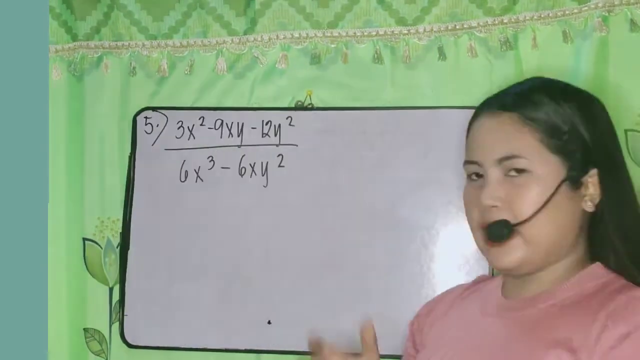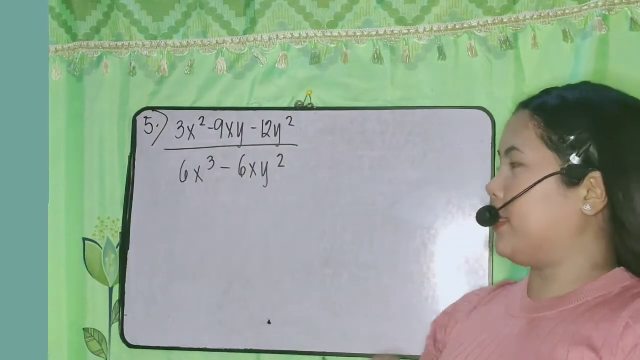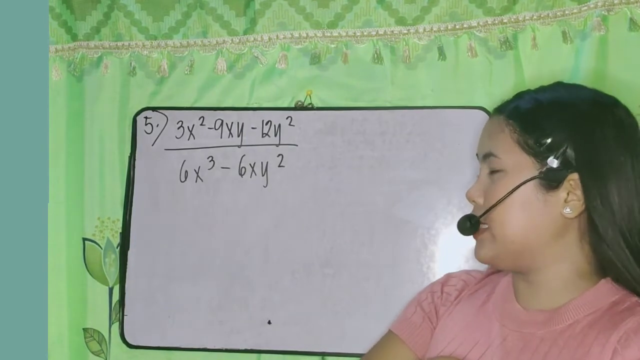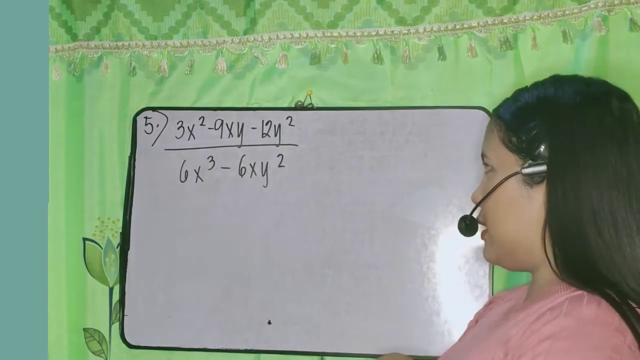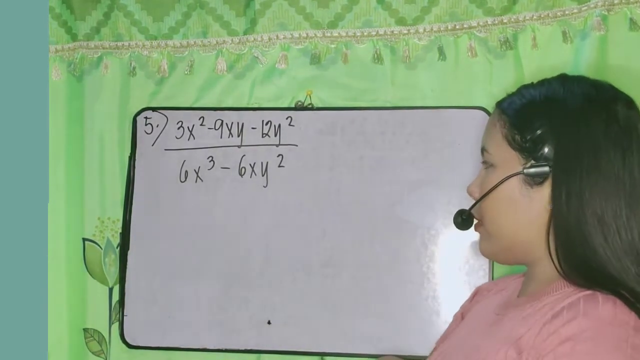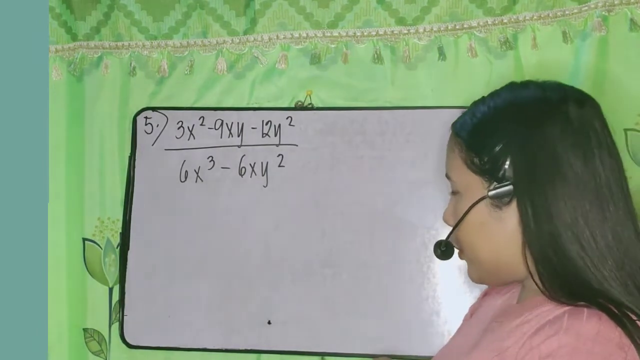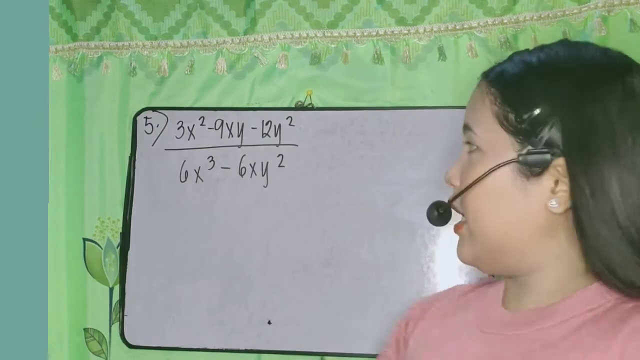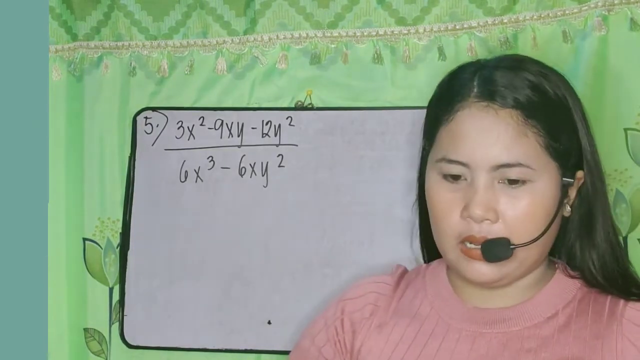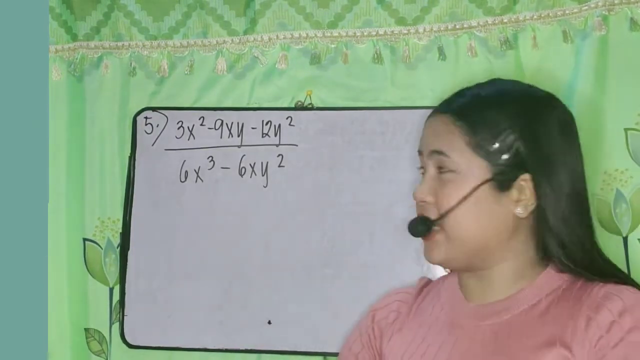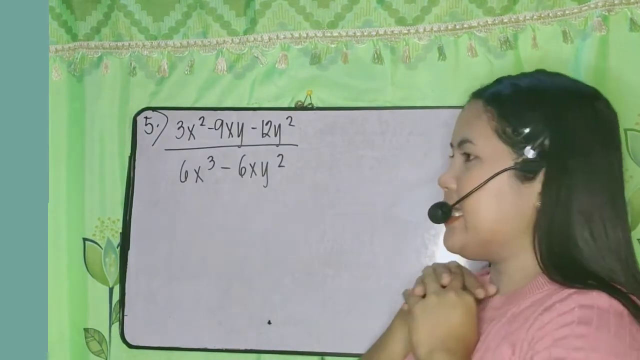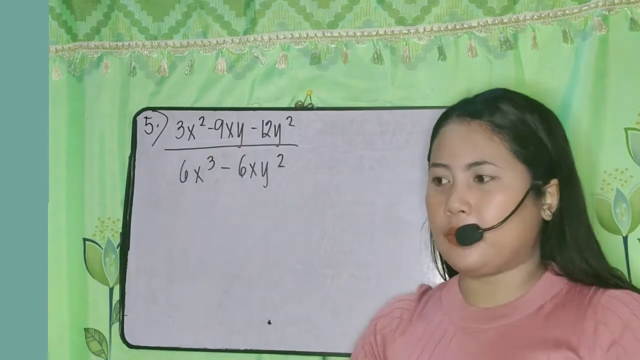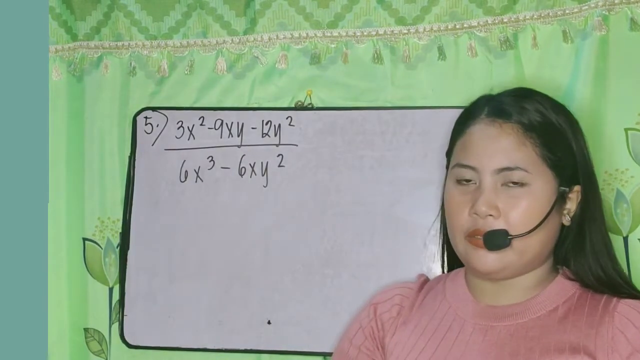Okay? Okay, so next example. Simplify the rational expression 3x squared minus 9xy minus 12y squared over 6x cubed minus 6xy squared. Okay. So, in here po, kung napapansin nyo siya, medyo mahaba siya, diba? So, medyo mahaba. So, again, still, we're going to use the two steps, which is number 1, factor out numerator and then denominator.